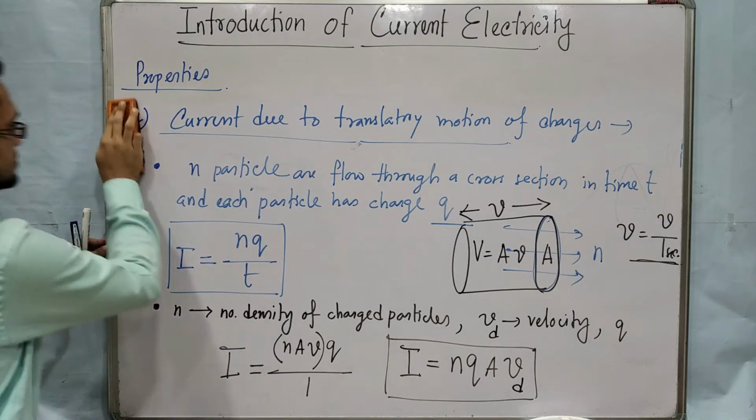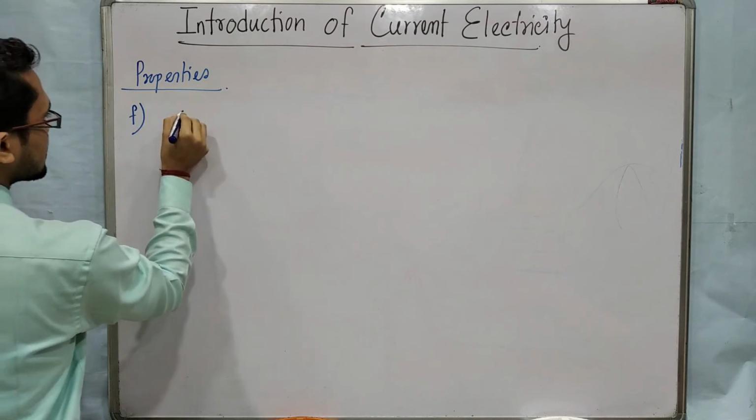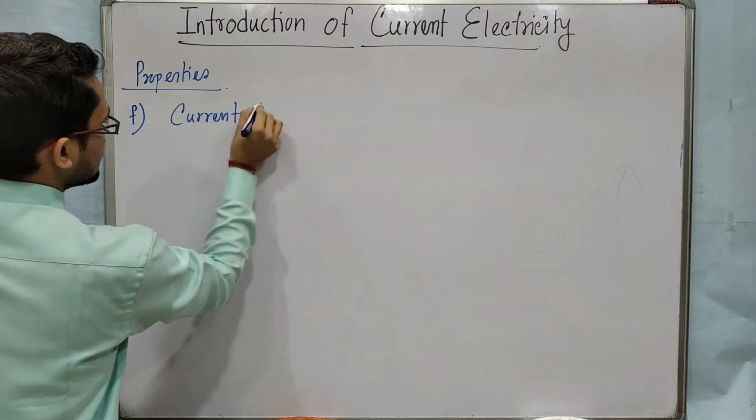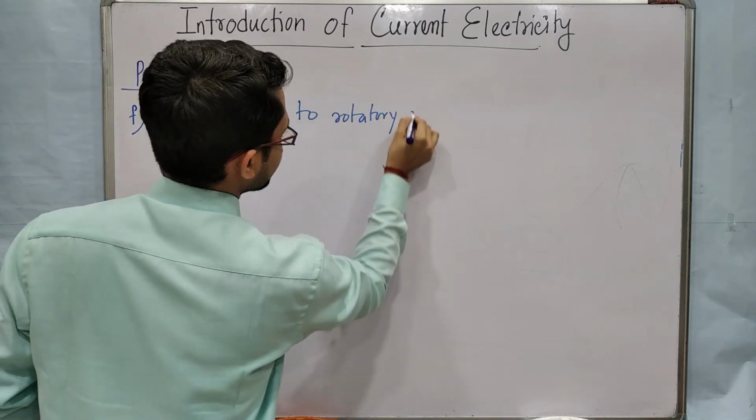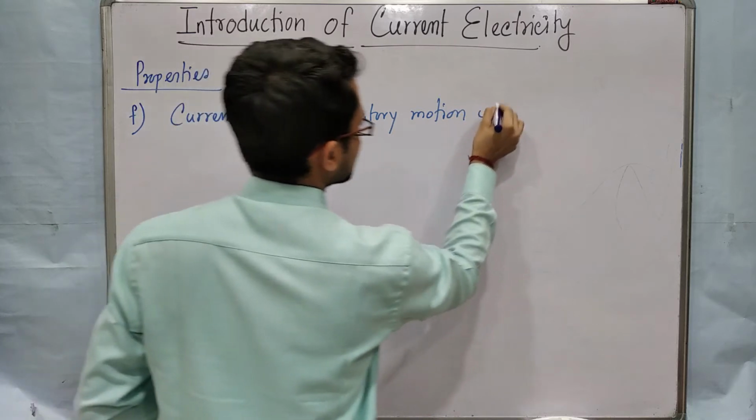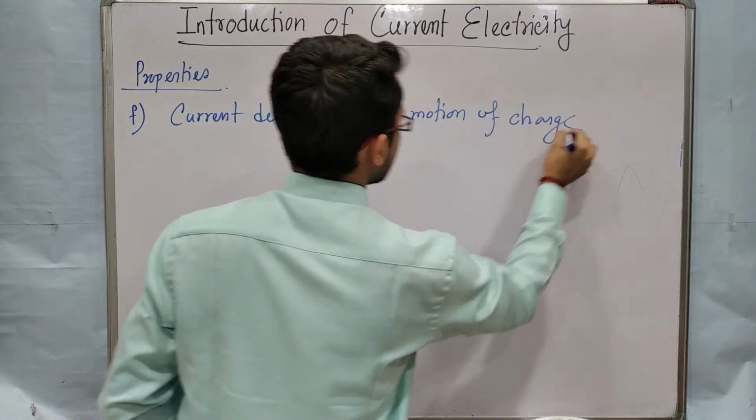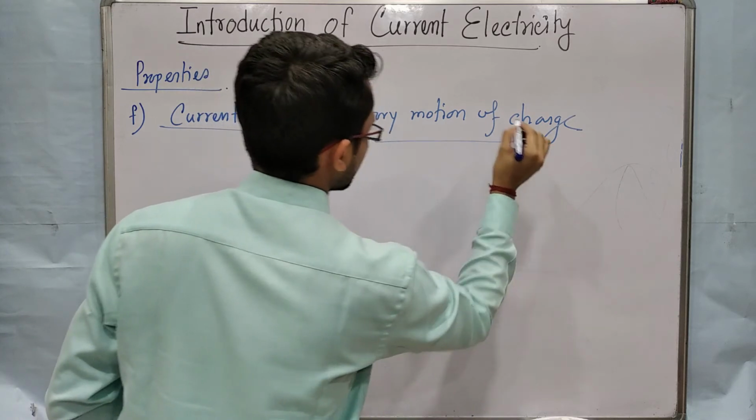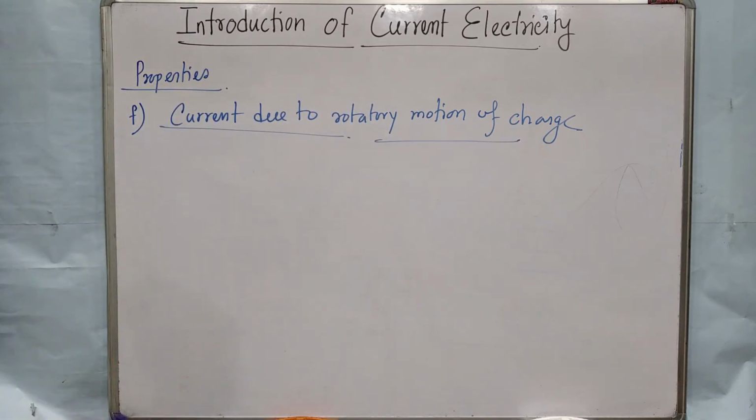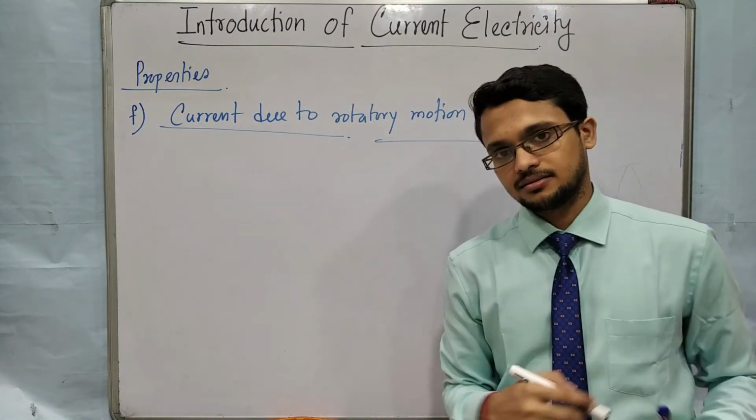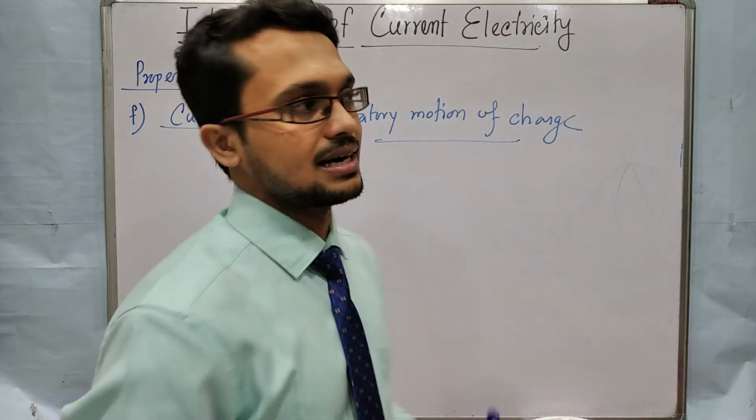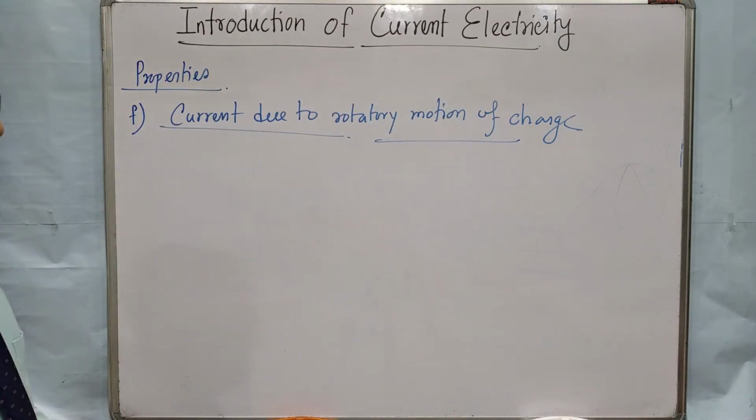Now next point, current due to rotatory motion of charge. So here charges are rotating, and for their rotational motion we will get current. Like electrons are rotating around the nucleus inside an atom, that means we get current. But actually we do not get current there due to another reason. But if you take a single electron and look at that single electron, you will get current because it is flowing.